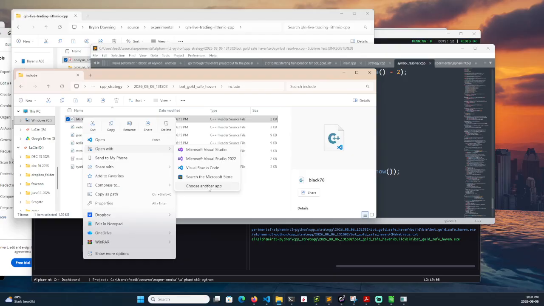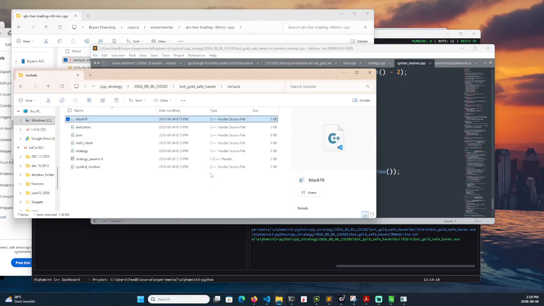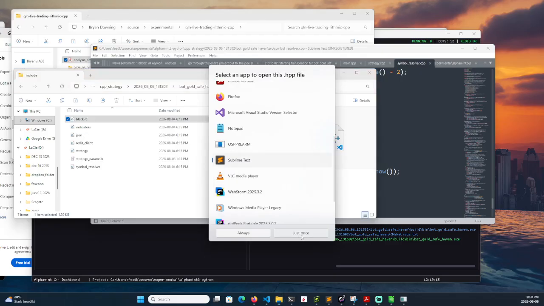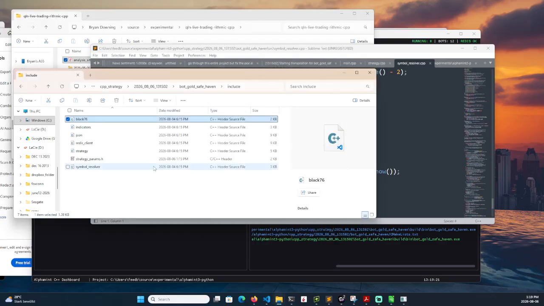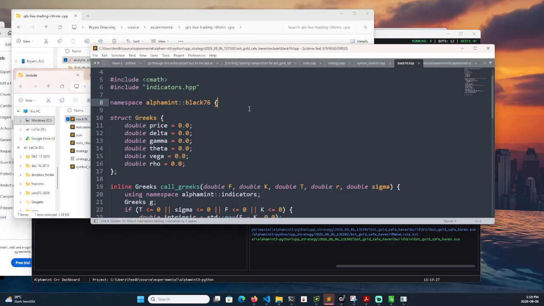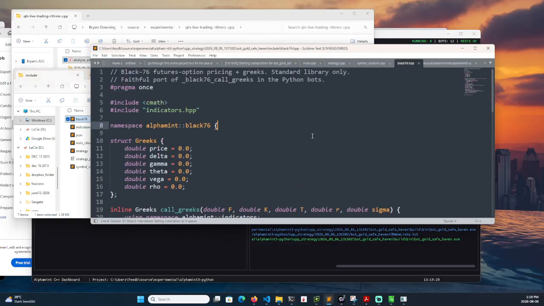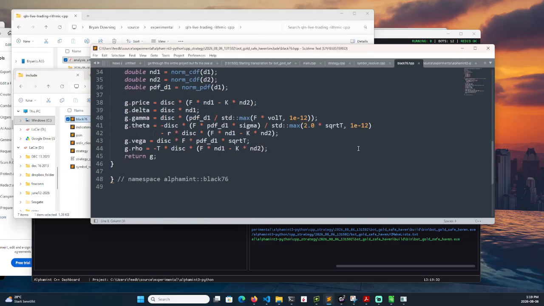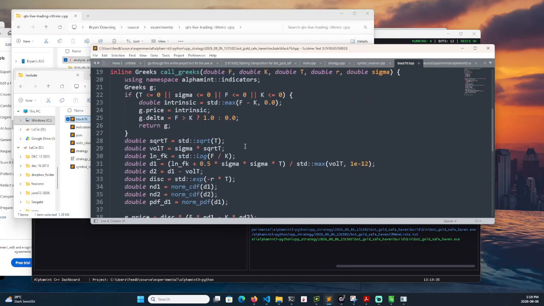I'm going to try to have it open with my Sublime. I just prefer viewing stuff in Sublime. So here's the Black 76 formula with all Greeks. Again, that's from the Python, so it's all converted as well.